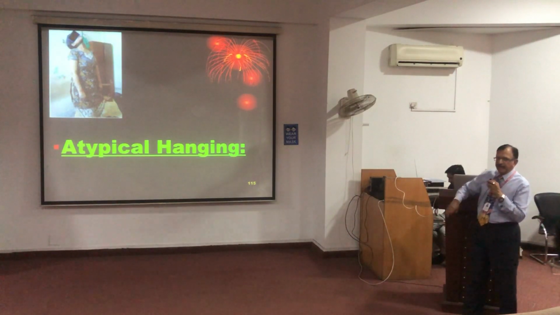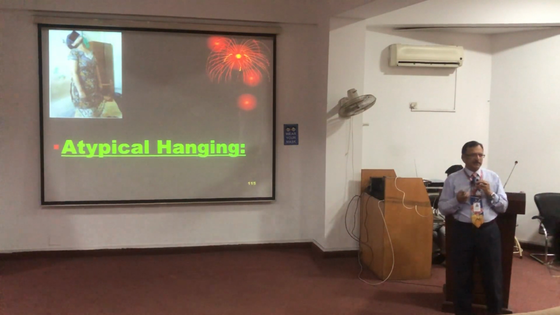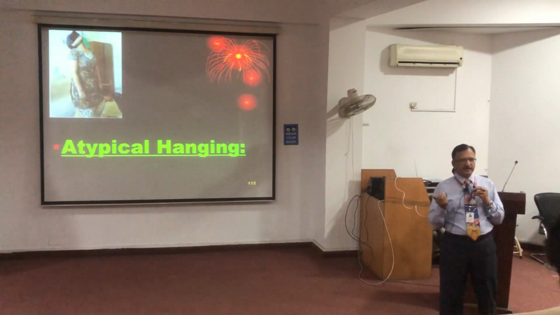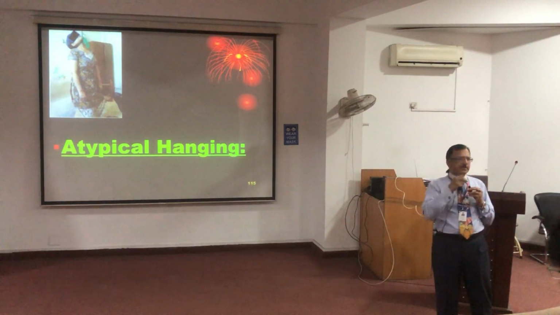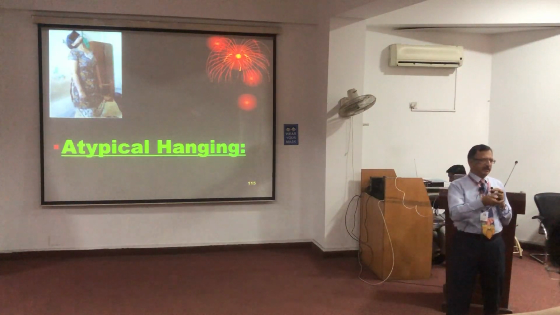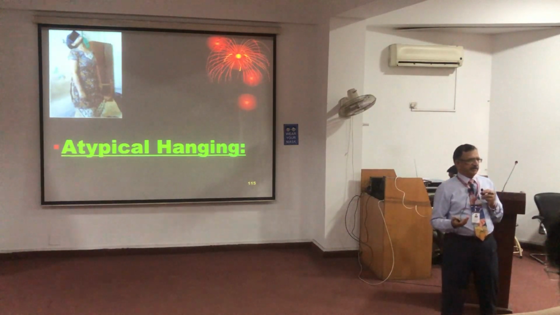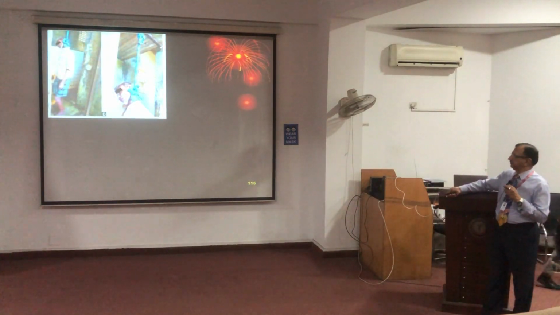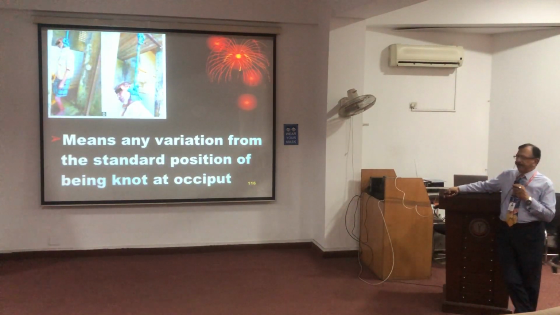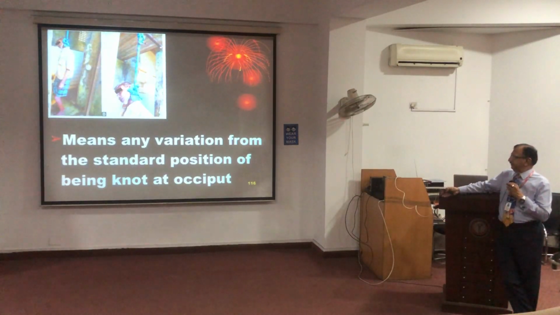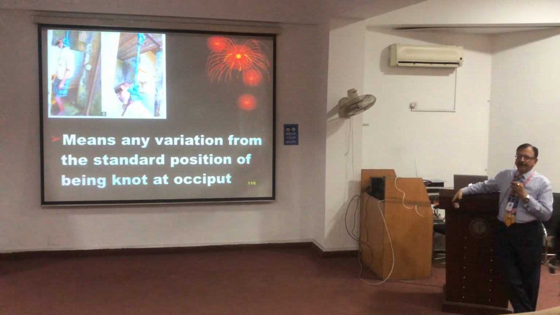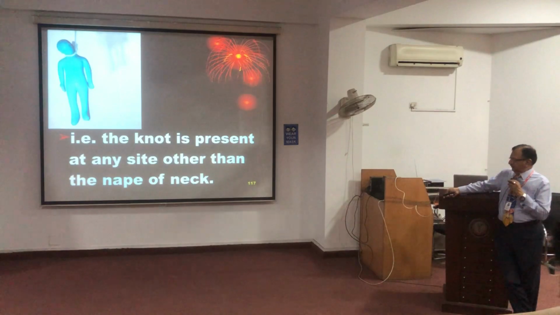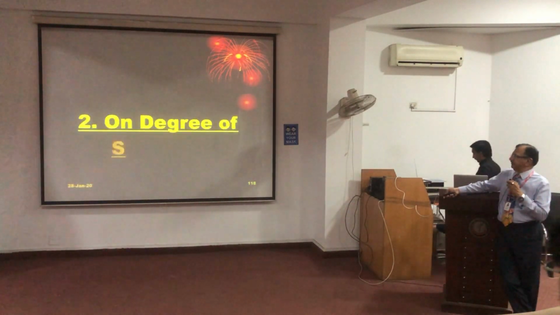Then atypical is any variation from this typical position. The knot is not at the occiput. It may be on the sides, right side, left side, or on the front. So any variation from typical is atypical. So atypical hanging means any variation from the standard position of the knot at the occiput. It may be present on the side, it may be present on the front.